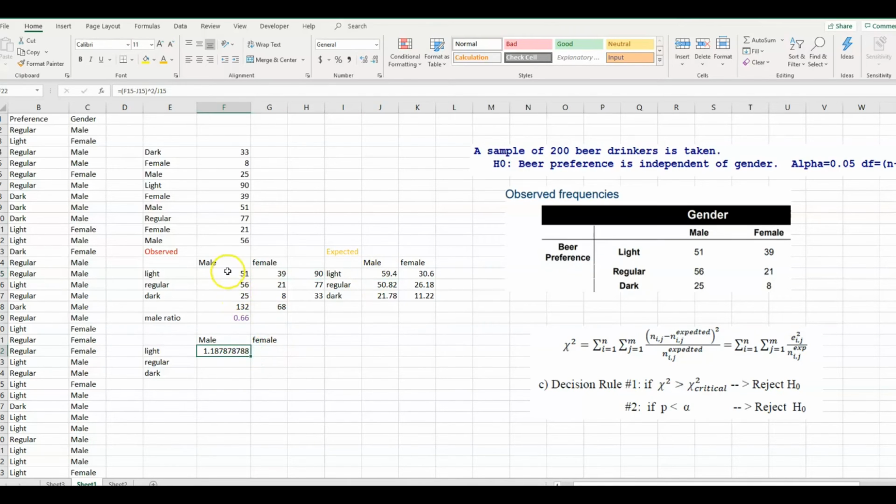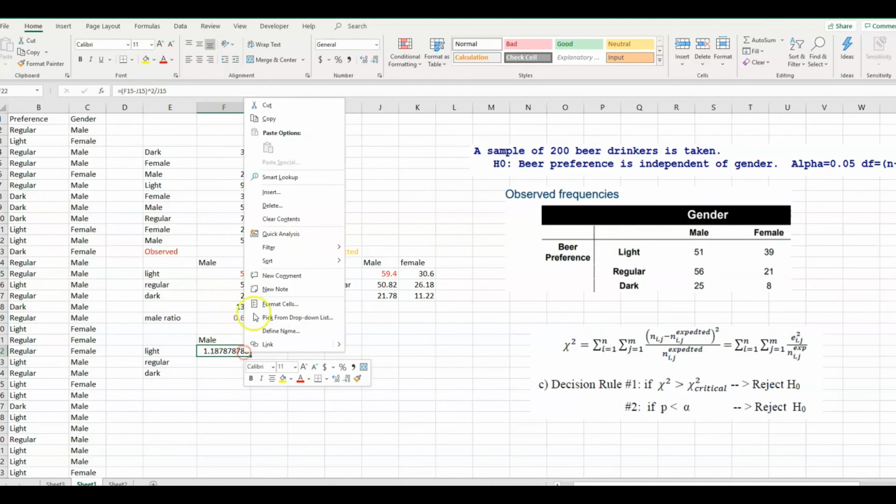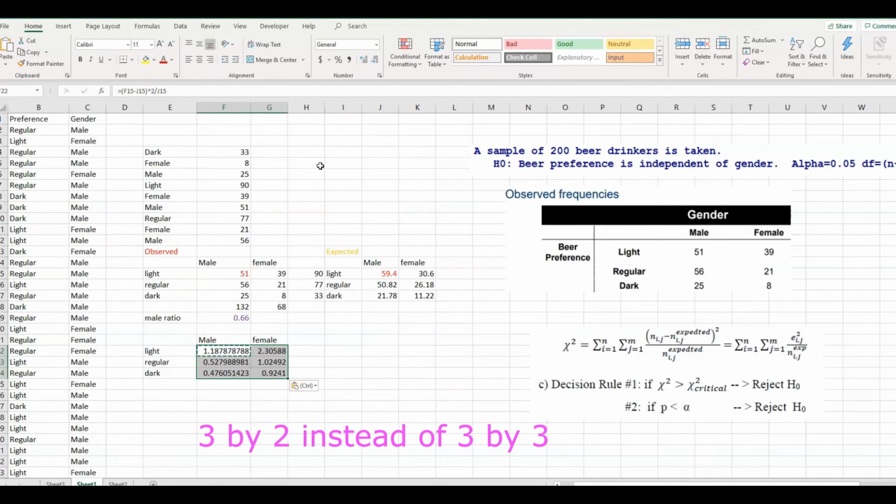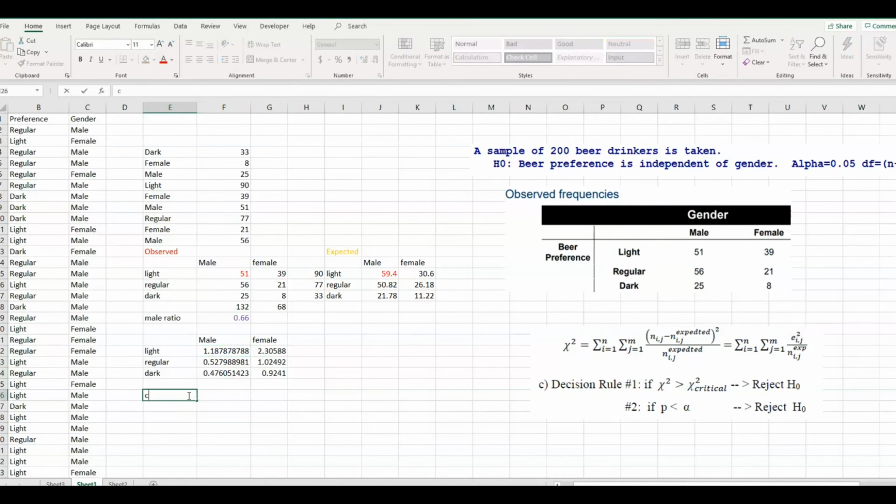I'm going to use red one and red one. So this number minus this number, we can call this error. So error is squared and divided by expected, and we have this number. Then we can simply copy and paste, 1, 2, 3, 3 by 3, because we calculate the formula. The total summation will be our chi-square, the summation of these 6 numbers.